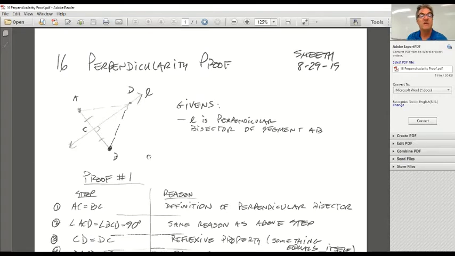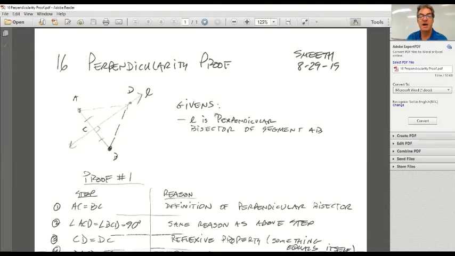So I went ahead and noted a few things on the diagram just to make sure that all that information is correctly displayed. These two little tick marks here indicate that segment AC is equal to segment CB. And that's what comes from it being a bisector of segment AB. So it cuts it into two equal parts. That's what that means. Additionally, line L is perpendicular to segment AB. So I marked that with a 90-degree angle there.